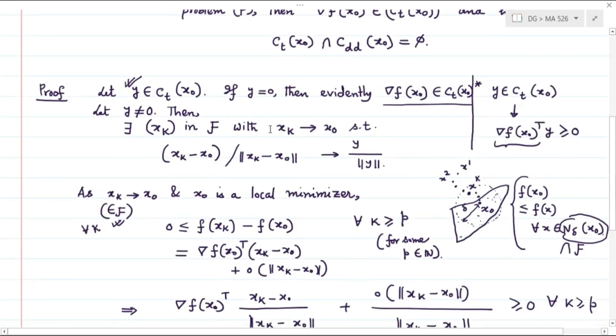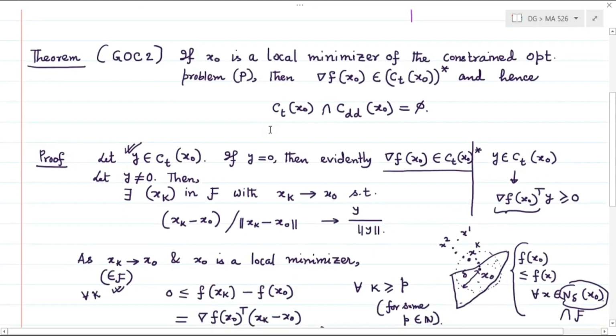Very simple it is, and it follows from the definition of the tangent cone. And the geometric optimality condition says both of these are equivalent, either this or this. Eventually, in several textbooks, they say that this is the optimality condition. However, the first one is also an optimality condition because from here itself, this one has been derived. Now, let me see geometrically what this geometric optimality condition says.